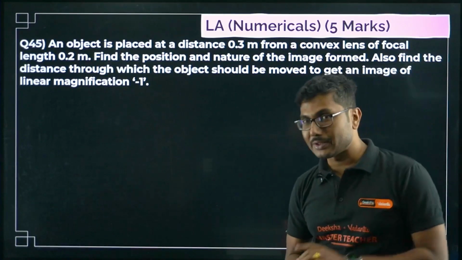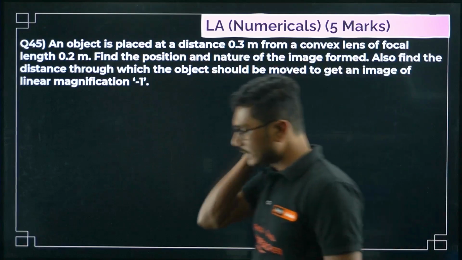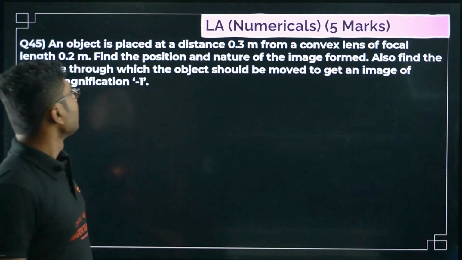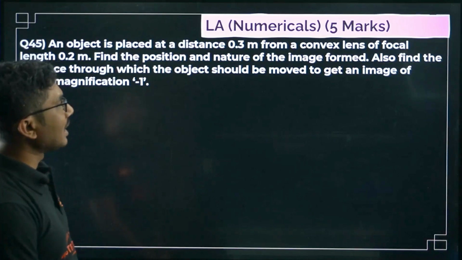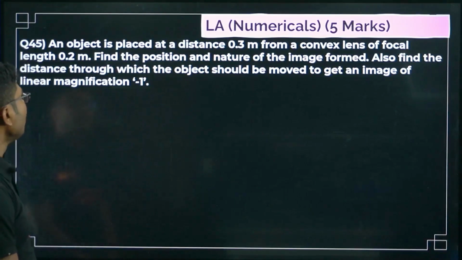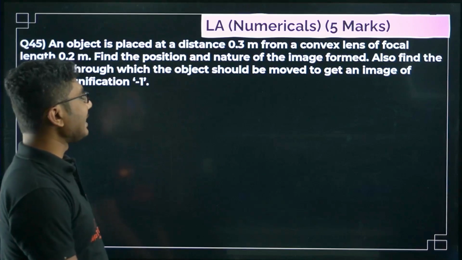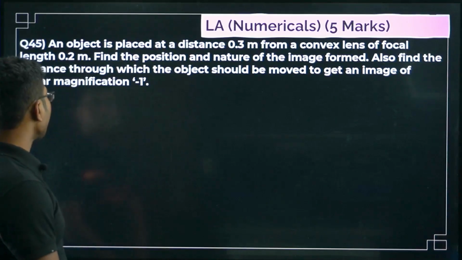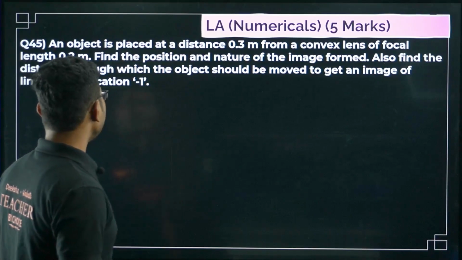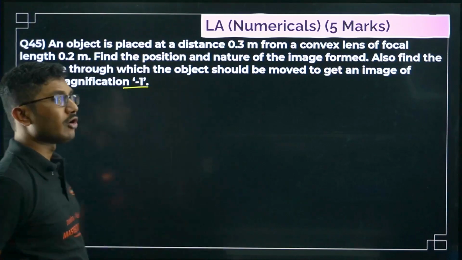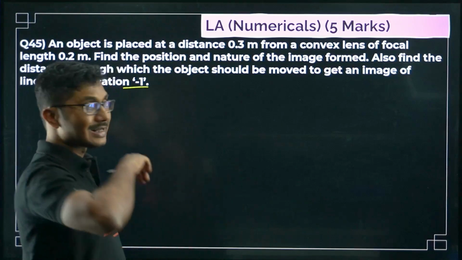So the electric field problem was very easy. Again we will see that this is also an easy question. An object is placed at a distance 0.3 meter from a convex lens of focal length 0.2 meter. Find the position and nature of the image formed. Also find the distance through which the object should be moved to get an image of linear magnification -1. So they always try to confuse you. So you have to practice this kind of question.